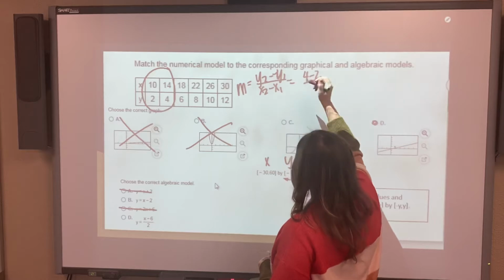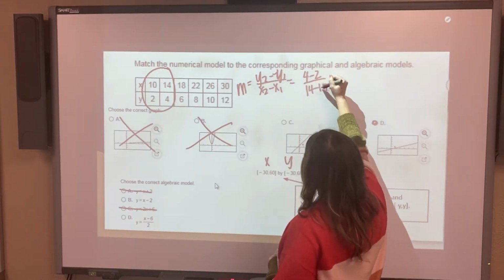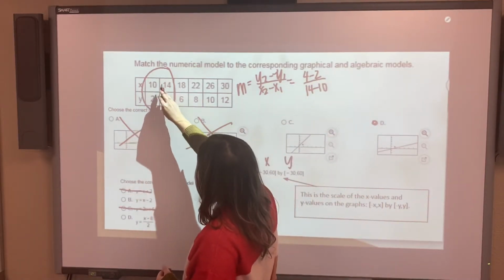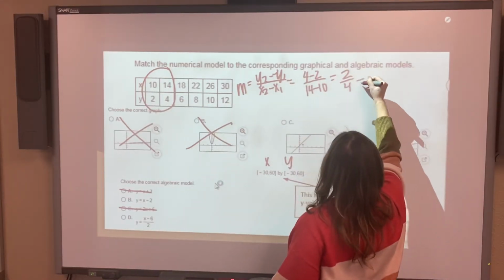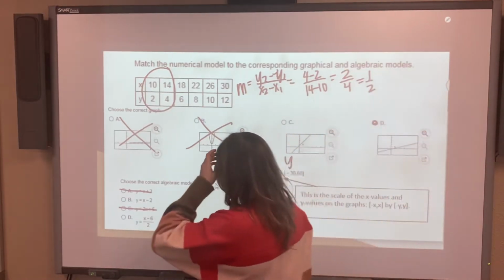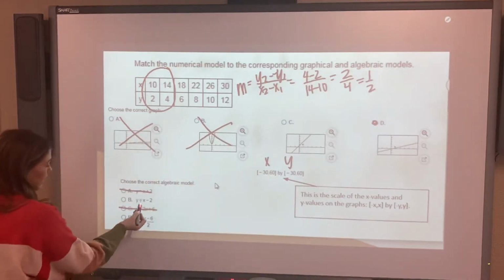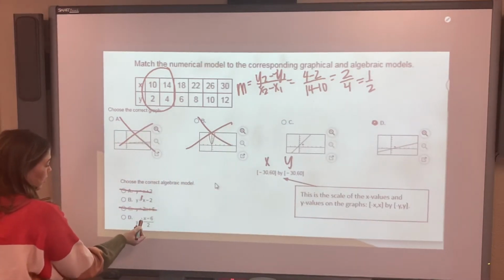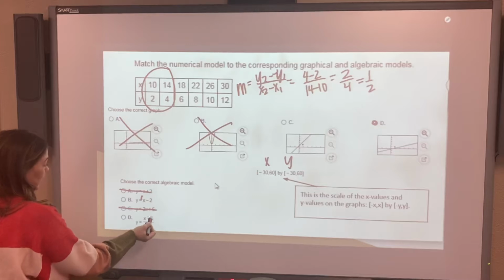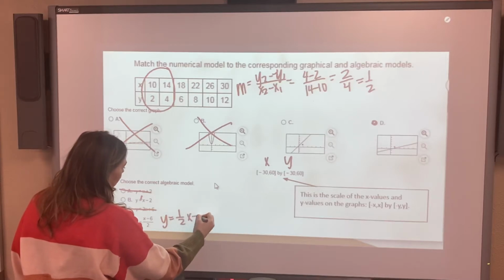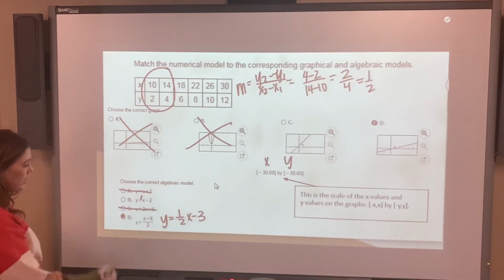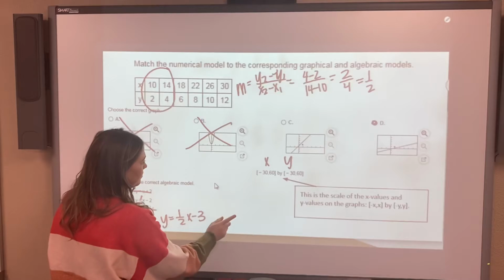And the difference in x's, I'm going to say 14 minus 10. So I just said 4 minus 2, 14 minus 10. Okay, that would be 2 over 4, which is 1/2. Okay, so if you look, this is a slope of 1. This is a slope of 1 over 2 and a negative 6 over 2. So your answer would be D, because that is the same thing as y equals 1 over 2x minus 3. Okay, so D would be your answer.